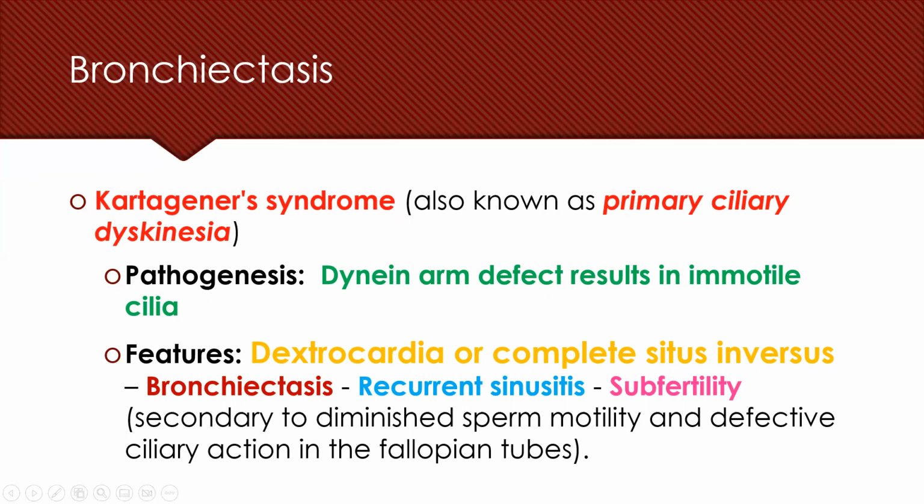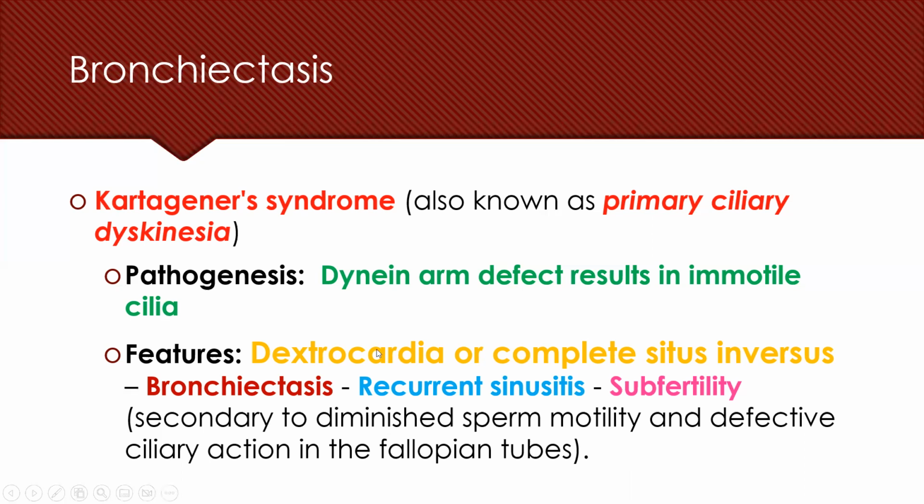Dextrocardia, I mean the heart, instead of being on the left side, will be shifted to the right side. And by complete situs inversus, I mean solitary organs will be shifted to the opposite side. The liver is usually on the right side, so it will be shifted to the left side, and the spleen was on the left side, so it will be shifted to the right side. So situs inversus includes changing the position of the heart from left to right, the liver from right to left, and the spleen from left to right.